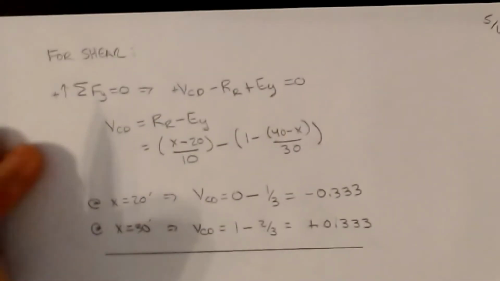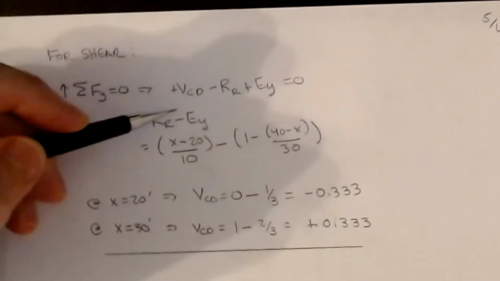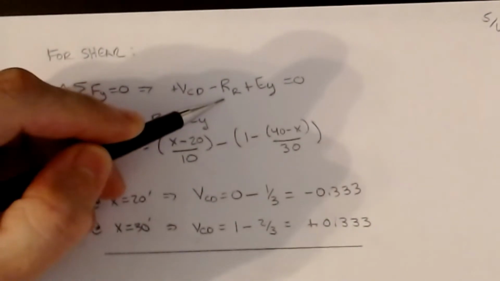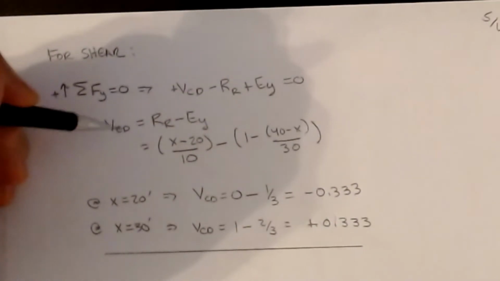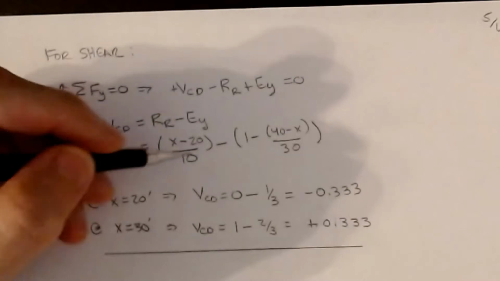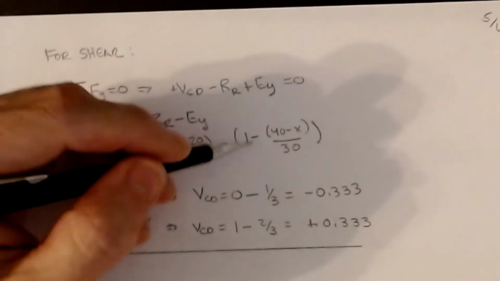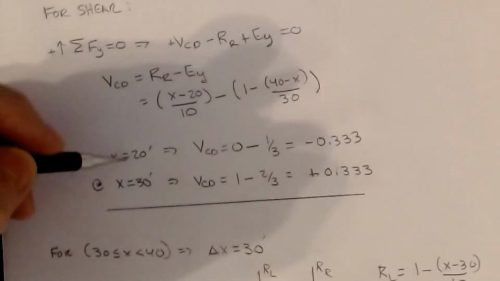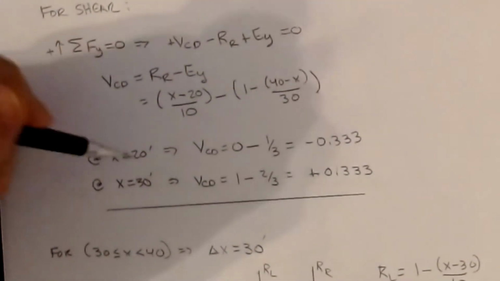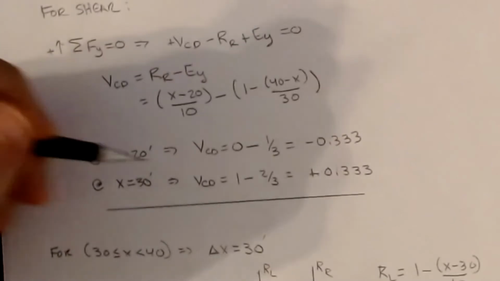Okay, well actually, let's do the shear, playing the same game. So if I write the equation for the shear, it's now plus VCD minus the RR plus EY. So that's off my free body diagram. I can solve for VCD and do the algebra. So it's x minus 20 over 10 minus 1 minus 40 minus x over 30. Okay, is my equation. And again, these are starting to get a little bit longer, but I can plug in x equals 20 and x equals 30 to get the values.